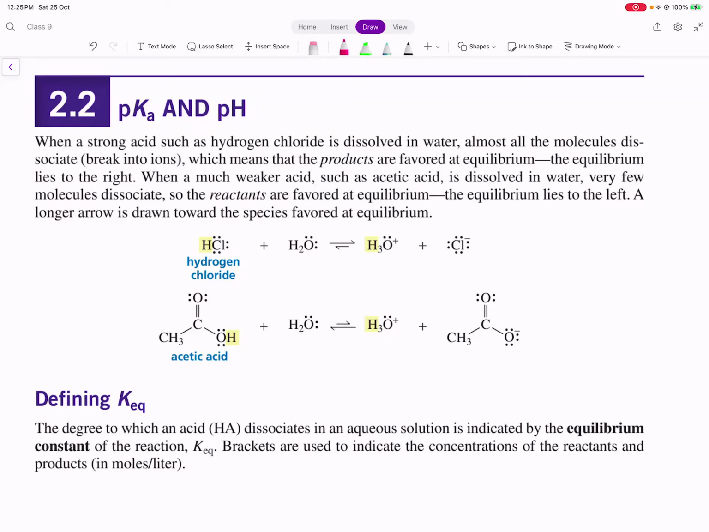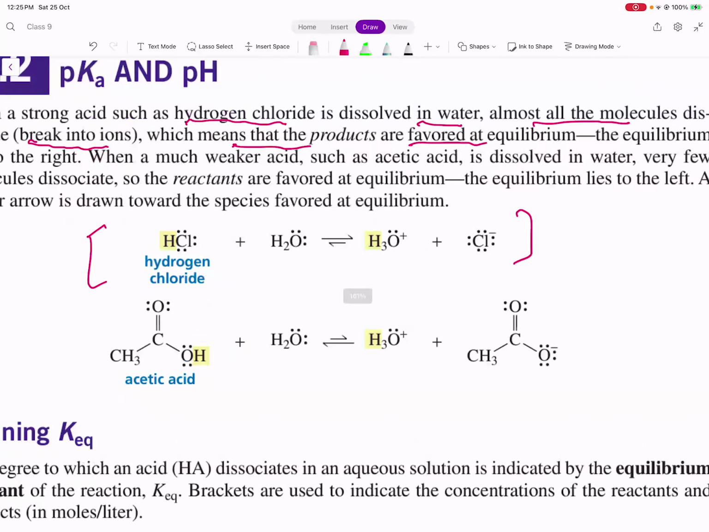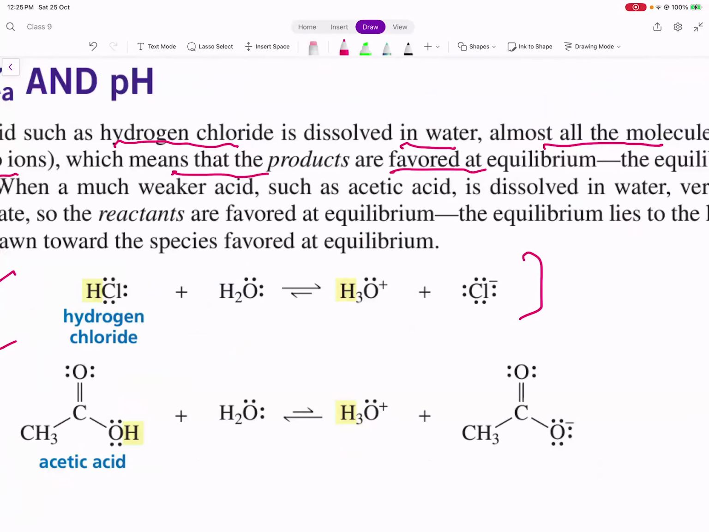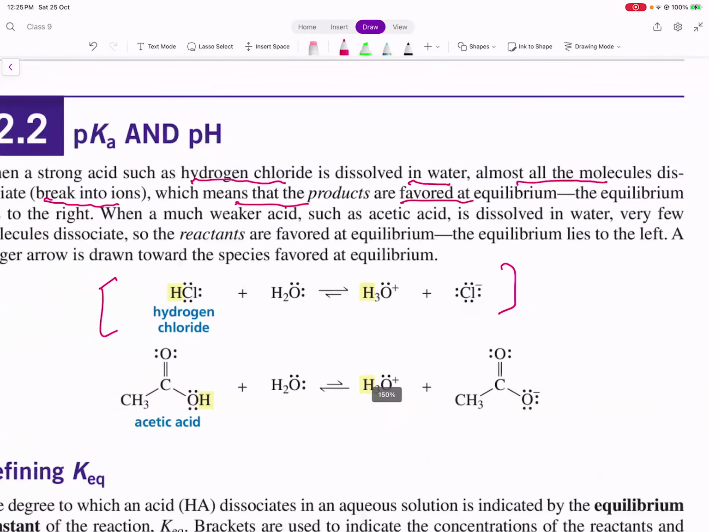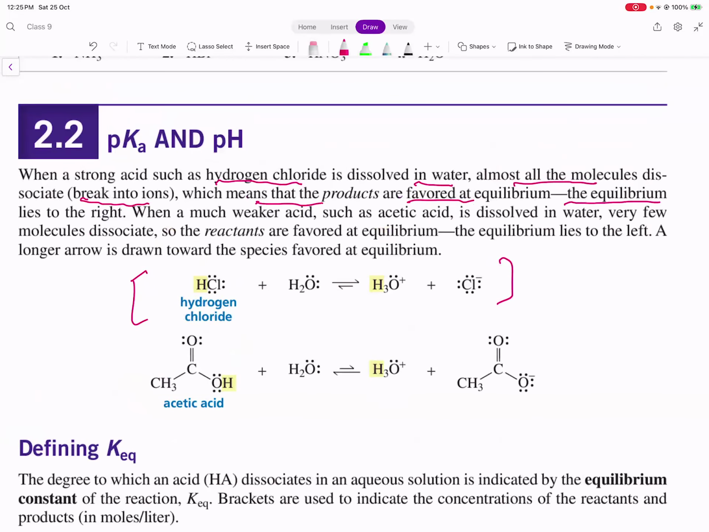When a strong acid such as hydrogen chloride is dissolved in water, almost all the molecules dissociate, that is, they break into ions, which means that the products are favored at equilibrium for the first equation. Since products are favored, the arrow is larger in the forward direction and very small in the back direction. So we say that the equilibrium lies to the right. When we use two arrows, it means there is an equilibrium.